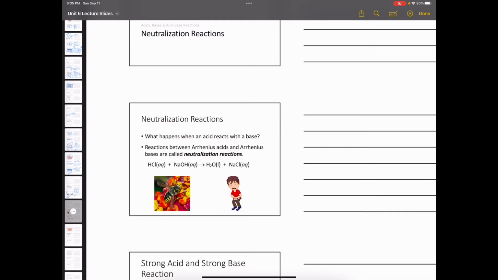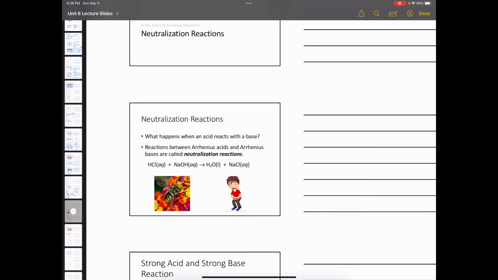There are cases where carbon dioxide is also formed. We will look at those, maybe one or two examples, but generally, water is always formed in a neutralization reaction. So when you're writing the products of a neutralization reaction, the first thing you should write down on your product side is H2O, because H2O is always part of the products.